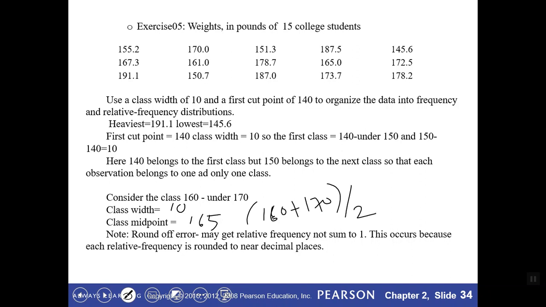Okay, there is an error called round-off error for the relative frequencies, because we have continuous data. So when you get the summation of relative frequencies, same as before, you will see that the value may or may not be equal to 1. It can be 0.9995, 0.998, something like that. But don't worry about that.